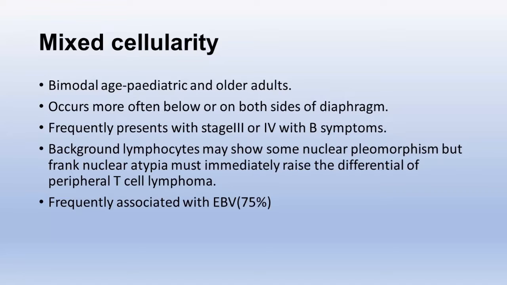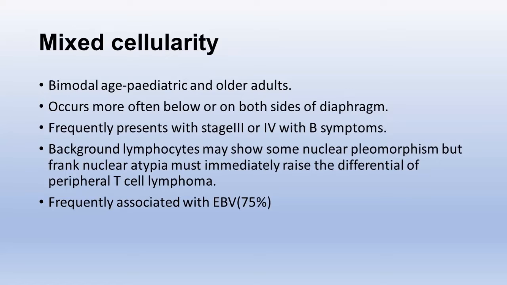Now, this is one feature we should always be very alert about. As I told you, never underestimate the background of a Hodgkin lymphoma. The background lymphocytes can show some amount of nuclear pleomorphism, some amount of atypia. But when the background atypia of the lymphoid cells is very frank, you should always think about a T cell lymphoma, which is a very common mimicker of a Hodgkin lymphoma.